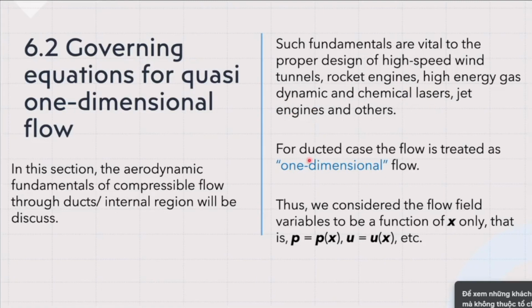For the ducted case, the flow is normally treated as one-dimensional flow. Thus we can consider the flow field variables to be a function of the x direction. Since we are talking about one-dimensional flow, it is only considered in one direction, as a function of x only. When we talk about pressure, it is in the x direction. When we talk about velocity, u is also the x component, and so on.